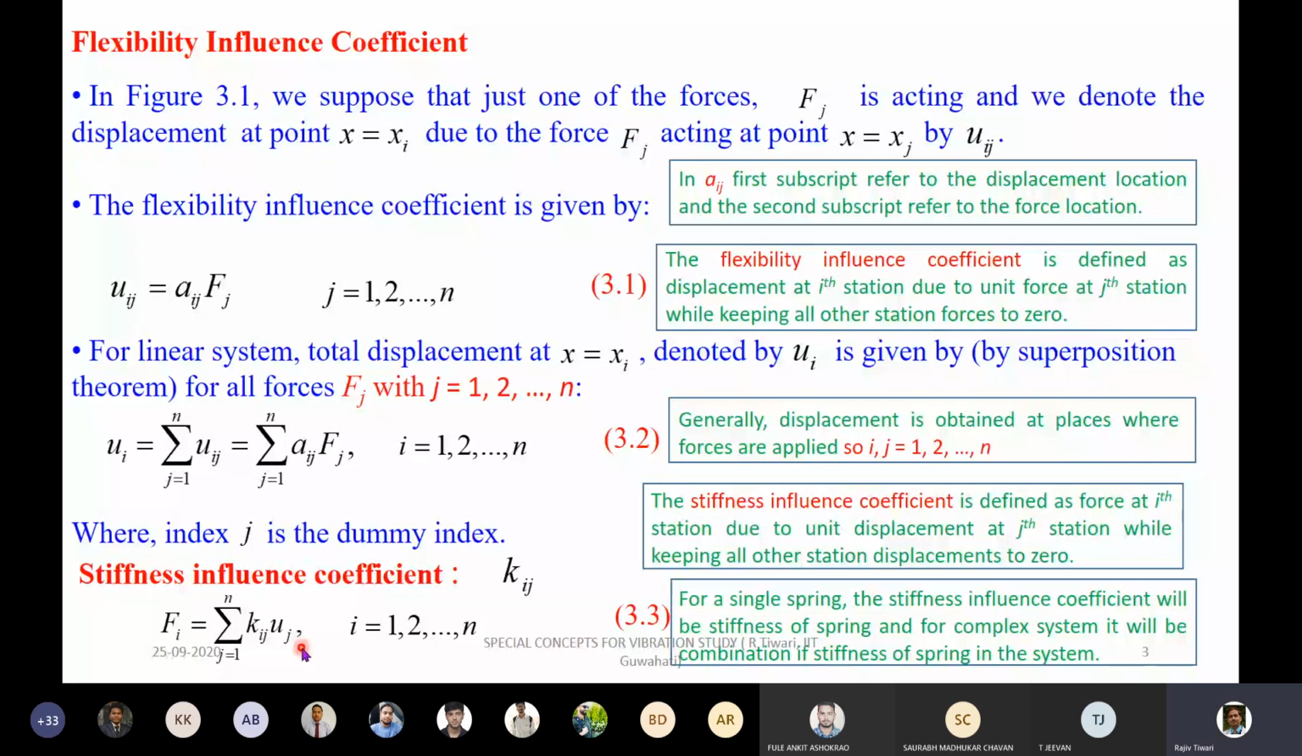It is something like, if you express k in terms of force and u, you can see that the force is in the numerator and displacement is in the denominator. So we can represent the subscripts accordingly. So this is the stiffness influence coefficient, on similar lines to the flexibility influence coefficient.